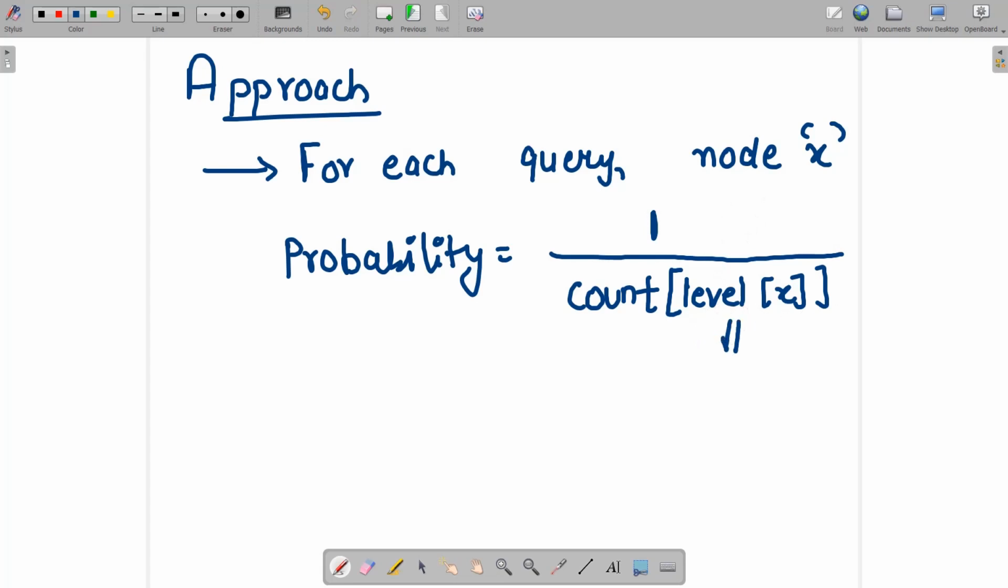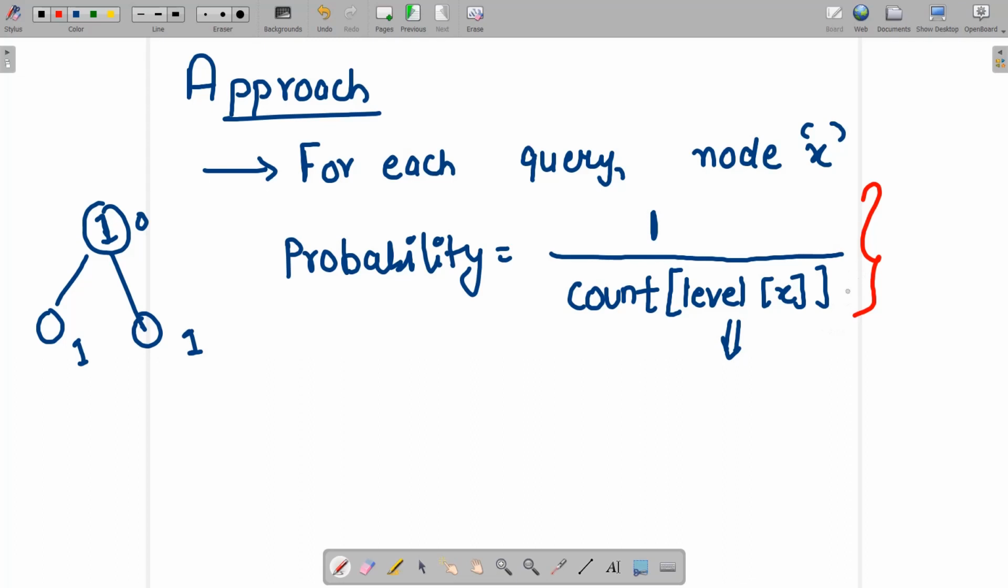Okay, so if you find the level of this node x, remember that the rooted node is going to be at level equal to 0, and then all the other nodes are going to be at level 1, 2 and so on, something called increasing depth. So if we are able to find the number of nodes present at the level of x, then our probability is going to be 1 by this value.